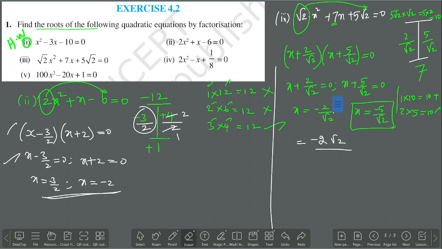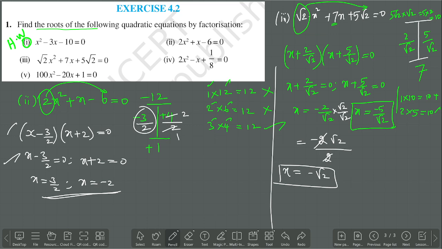I'll write neatly. Here what do we have? Root 2 divided by root 2. We are multiplying. Denominator root 2 into root 2 is 2. So we can cancel this one time. Then what is my answer? x equal to minus root 2, comma, minus 5 by root 2.